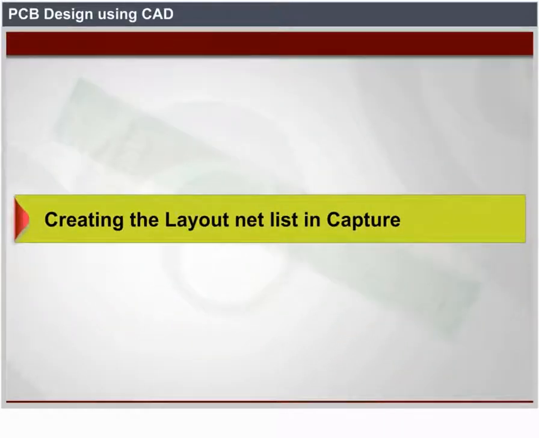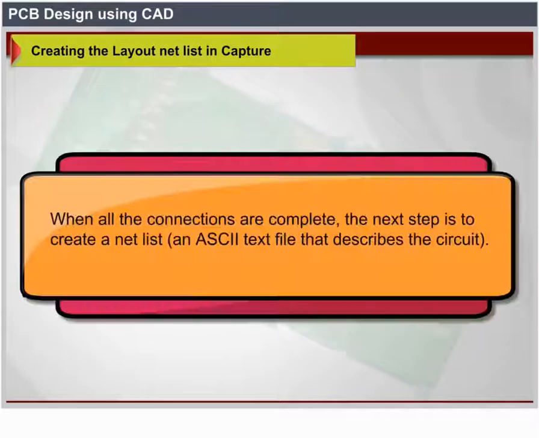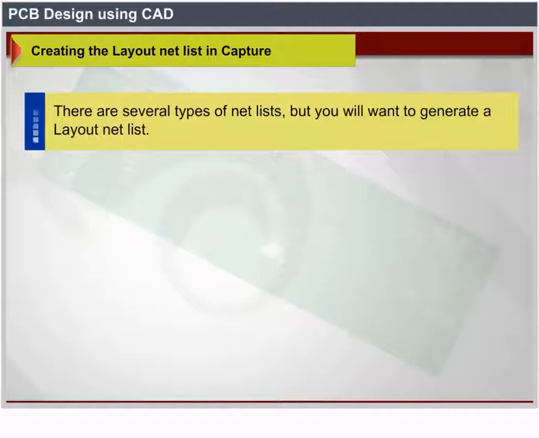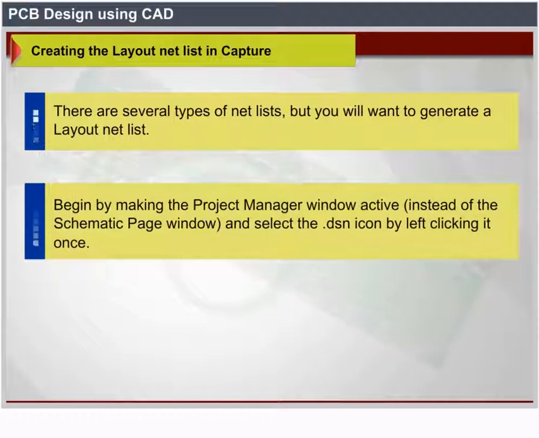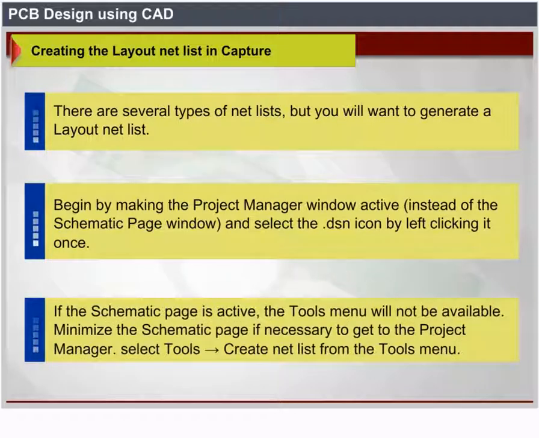Creating the layout netlist in Capture. Once all the connections are complete, the next step is to create a netlist, an ASCII text file that describes the circuit. There are several types of netlists, but you will want to generate a layout netlist. Begin by making the project manager window active instead of the schematic page window and select the .dsn icon by left-clicking it once. If the schematic page is active, the Tools menu will not be available. Minimize the schematic page if necessary to get to the project manager.